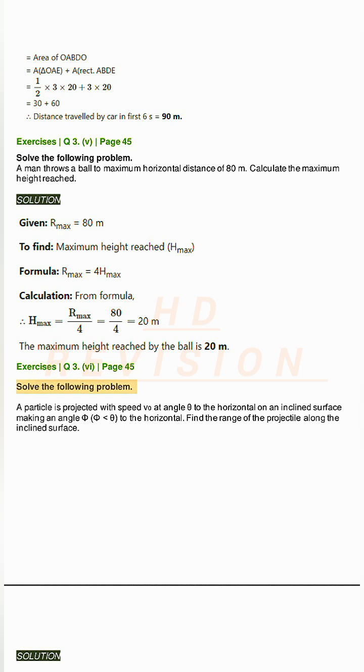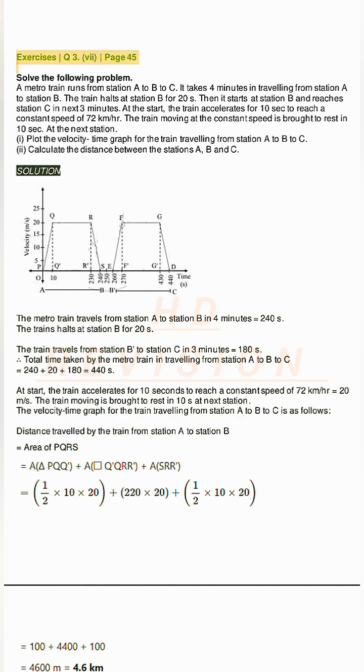Exercises Q3. Page 45. Solve the following problem. A particle is projected with speed v0 at angle theta to the horizontal on an inclined surface making an angle phi, less than theta, to the horizontal. Find the range of the projectile along the inclined surface. Solution.